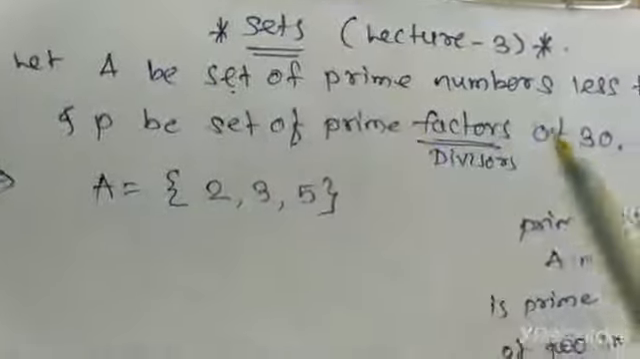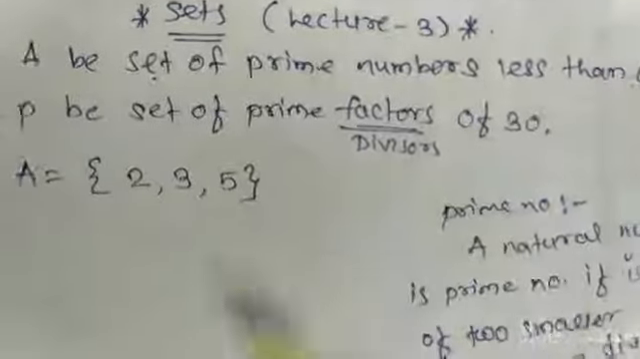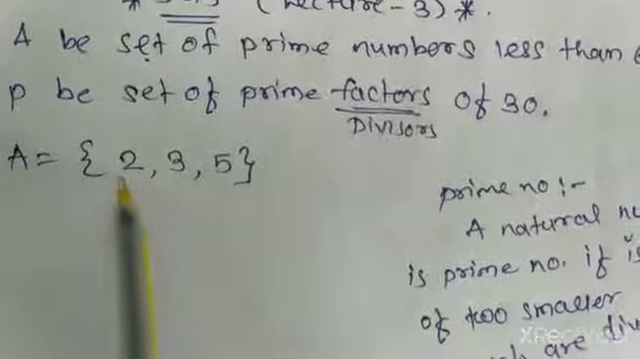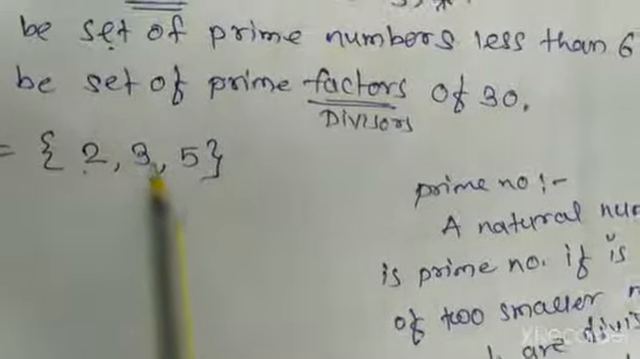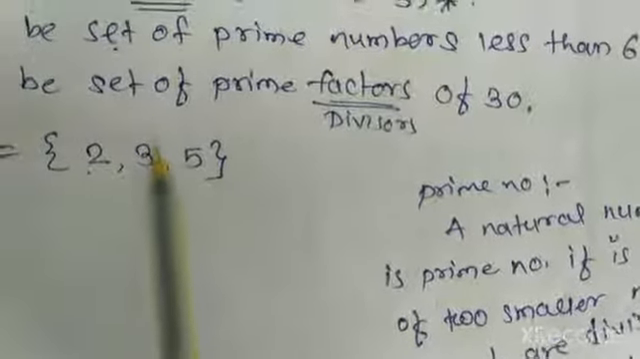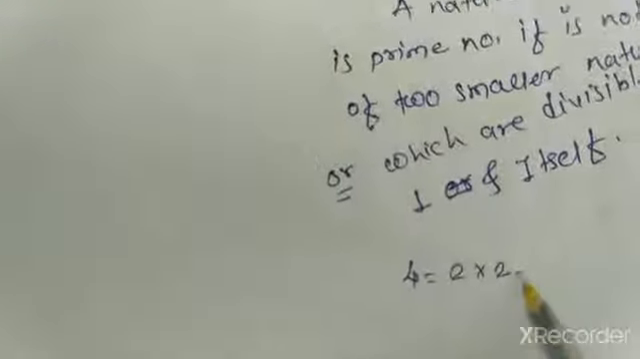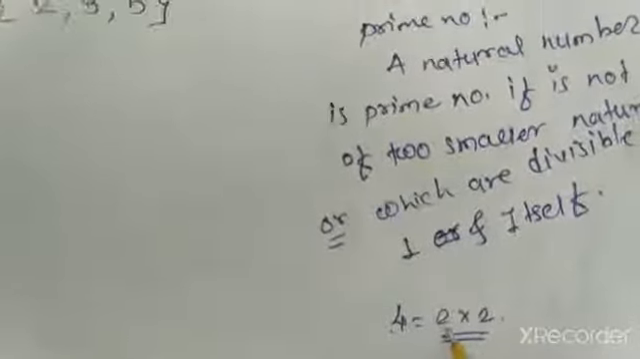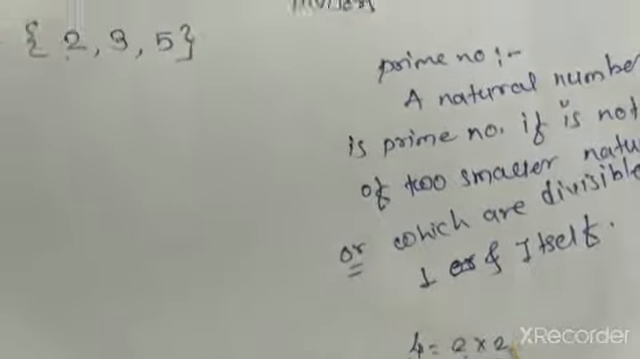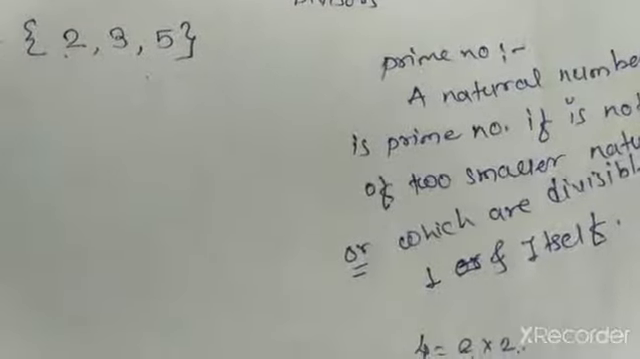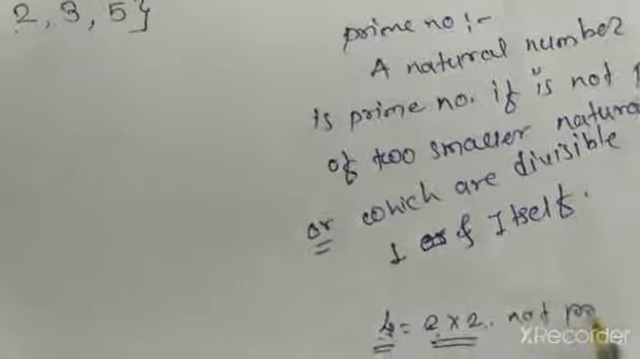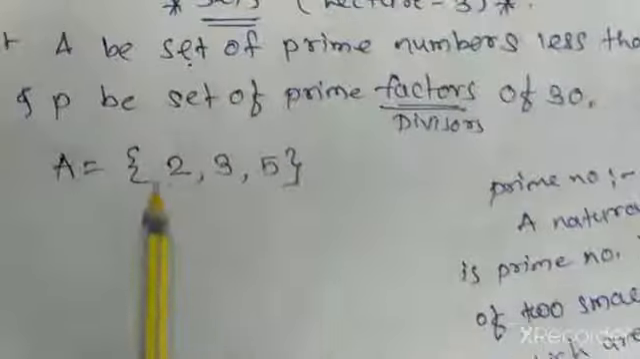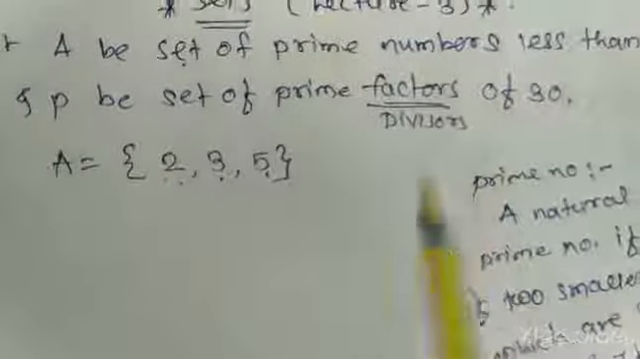Now A is the set of prime numbers less than 6. The first prime number is 2, which is divisible by 1 and itself. 3 is also a prime number because it is divisible by 1 and itself. Here 4 is not a prime number because 4 can be written as 2 into 2, two smaller natural numbers, and 4 is also divisible by 2. So 2, 3 and 5 are the prime numbers less than 6.